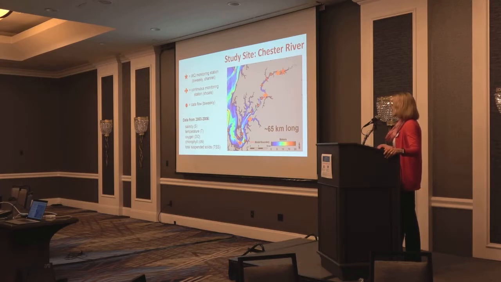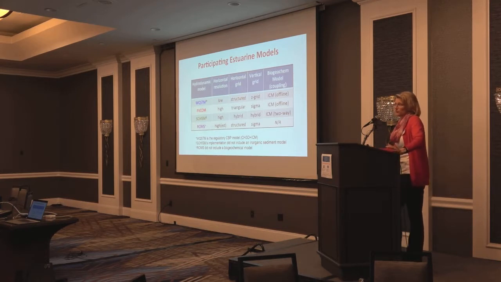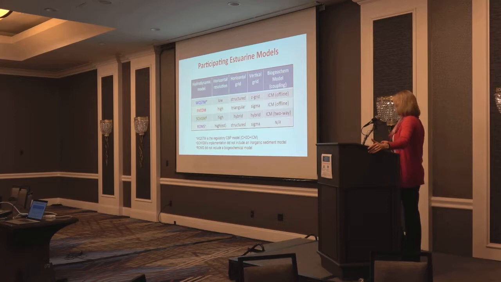So the time period we're going to look at is 2003 to 2006. This is when we had probably the most data from this site. And we're going to look at 5 different variables today: salinity, temperature, dissolved oxygen (DO), chlorophyll, and total suspended solids. This wealth of data is just fantastic to use to evaluate our models of this system. So we've got 4 participating estuarine models.